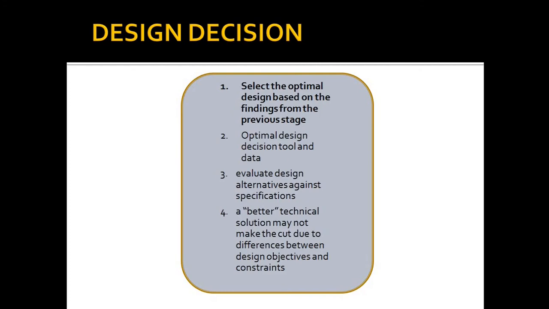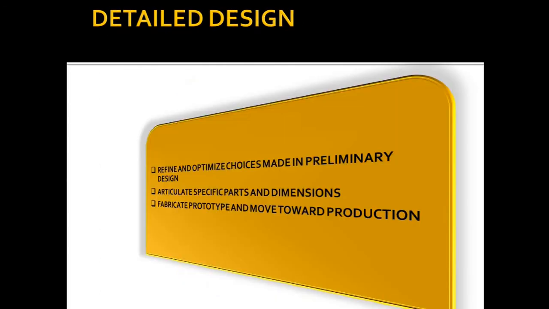Now select the optimal design based on the findings from the previous stage, what you have got, what you have implemented, and optimizing the result. You need to come to a decision whether it is better or whether you can work in a better way. So for a better technical solution, you may not take the cut due to the difference between the design objective and the constraint. Now, detailed design.